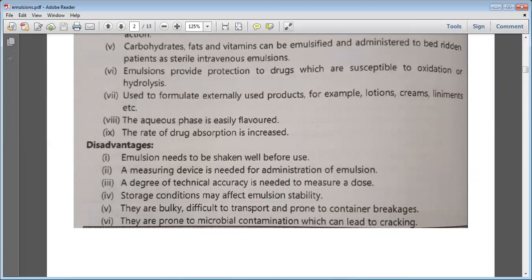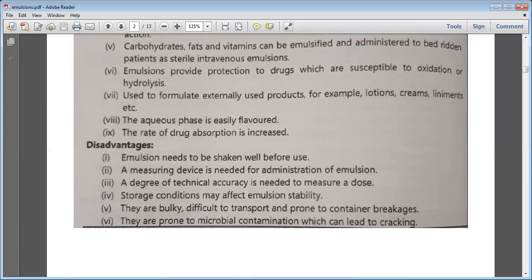Now, emulsions need to be shaken well before use. As you know, it is a biphasic liquid, where oil is dispersed in water or water is dispersed in oil in the form of minute globules. Hence, when the emulsion is packed in a container, the patient should shake the bottle before measuring the dose and administering it. A measuring device is also needed for administration of emulsion.